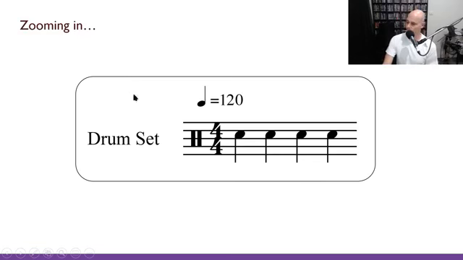Now the little quarter note, we've learned that this is a quarter note. The little quarter note sitting above the staff with the 120 next to it is a tempo marking. And that gives us information about the speed at which we are going to count the music that's coming up. Okay, so the time signature tells us how we count it. The tempo marking tells us how fast we're going to be counting it. Okay, more on tempo later.